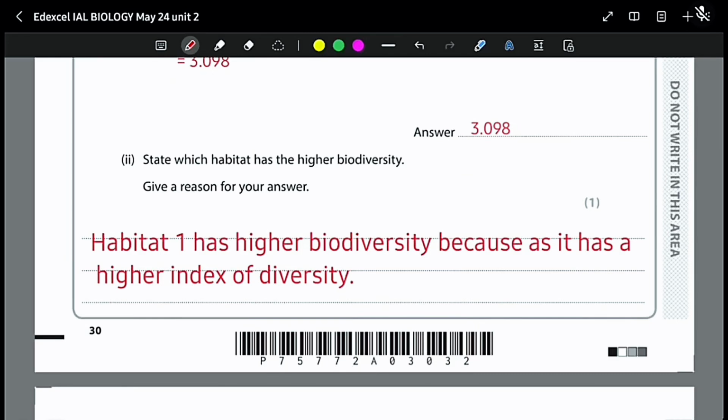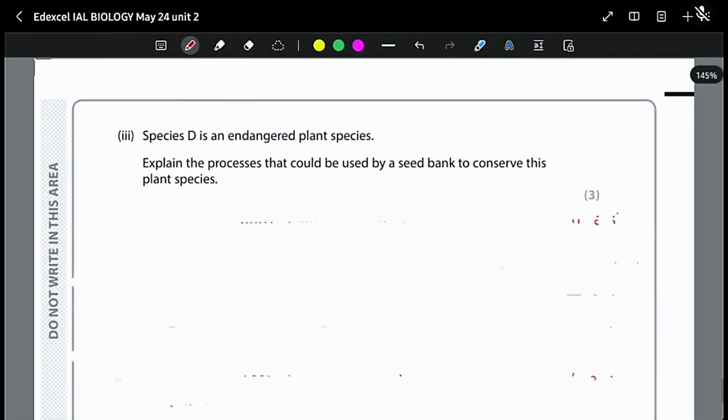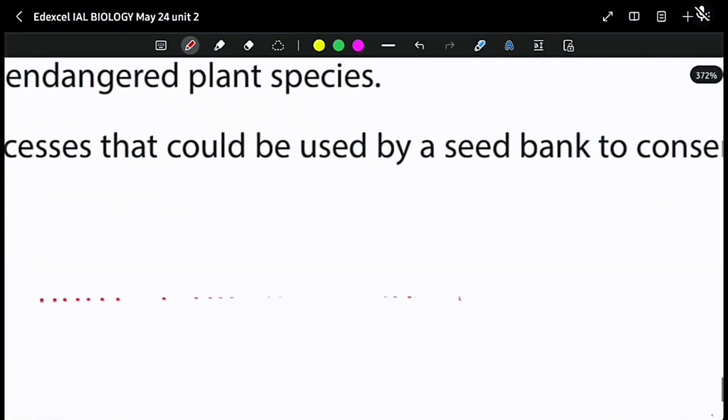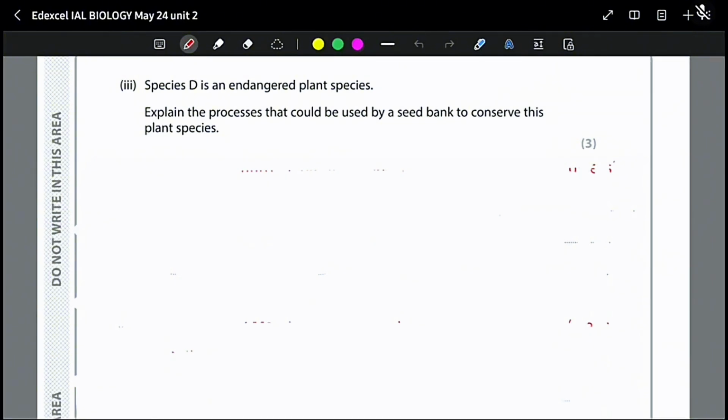Okay, next question, and the very last part of this paper. Species D is an endangered plant species. Explain the processes that could be used by a seed bank to conserve this plant species. So we know a seed bank is basically an example of ex situ conservation.